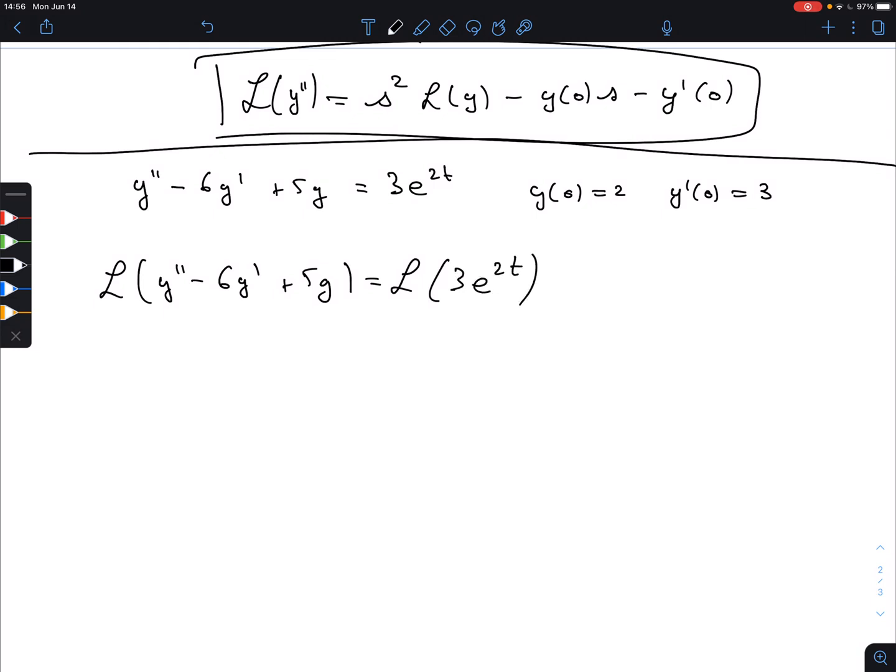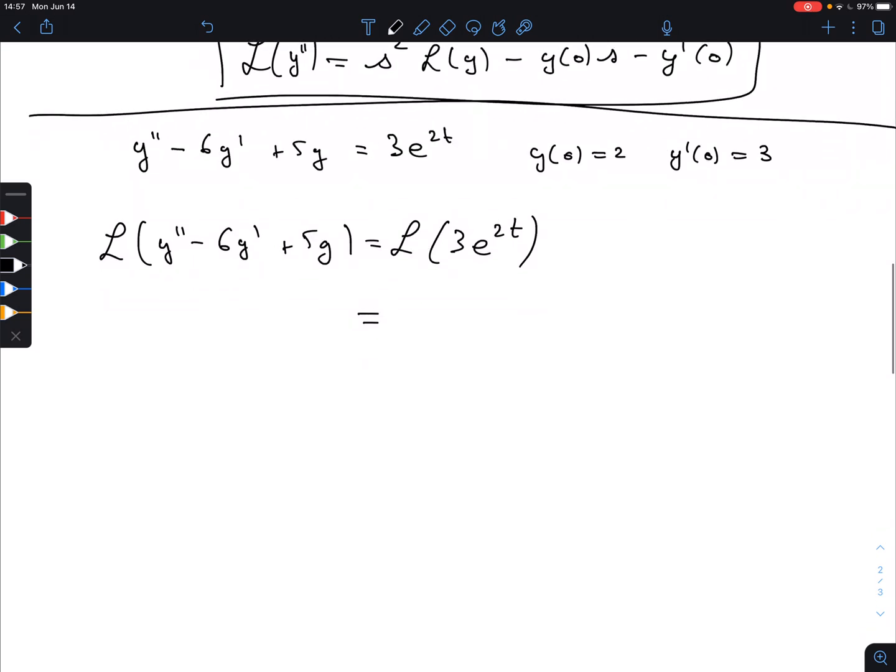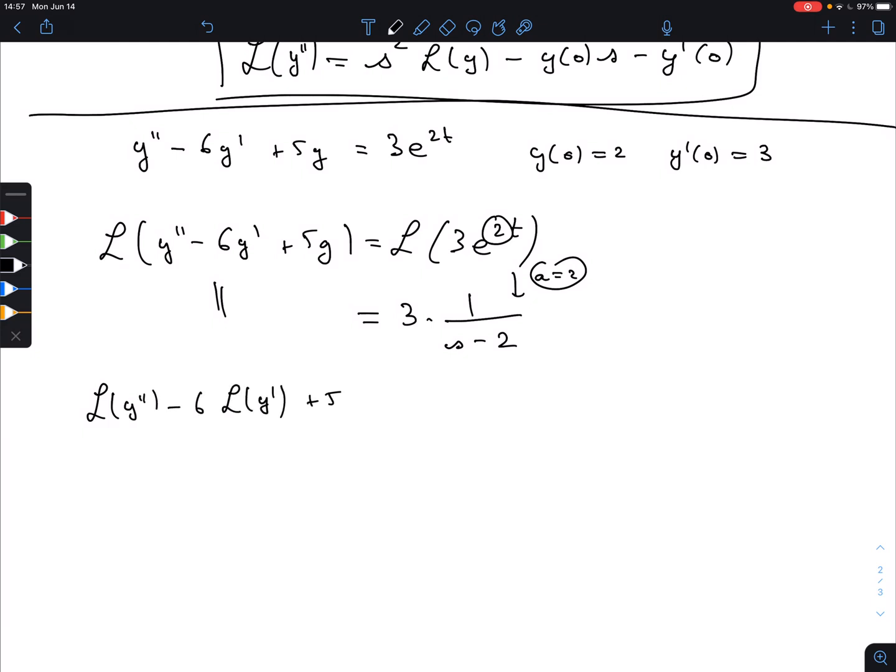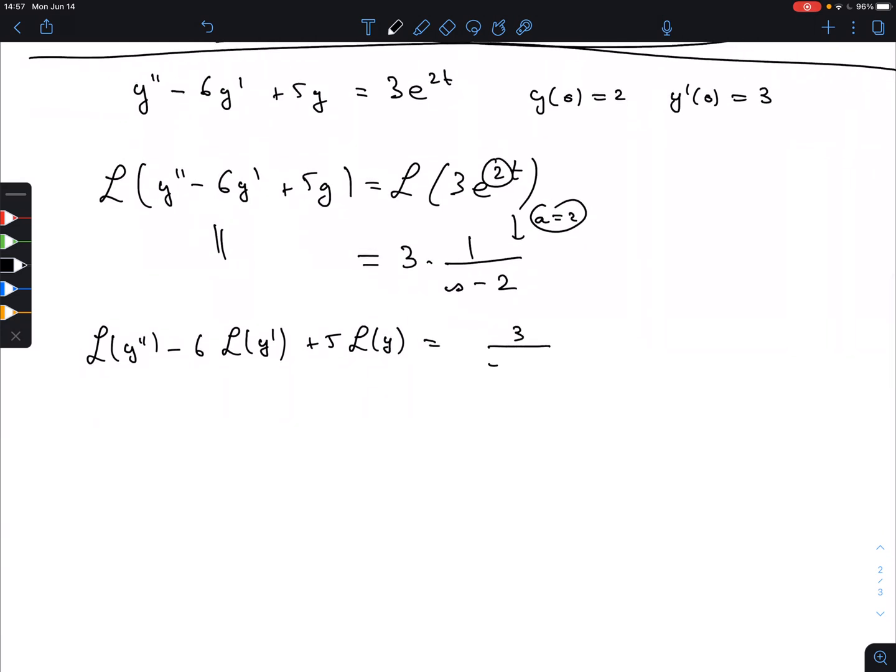Let's do the right hand side first, because that's a function, we know what that is. 3 comes out, that's just a constant. The Laplace transform of an exponential is 1 over s minus the shift, which is the factor in front of t, so a is 2 here. That is where we get this from. Now the left side: the Laplace transform goes through a linear combination, so we can write it as L of y double prime minus 6 times L of y prime plus 5 times L of y, and this is equal to 3 over s minus 2.